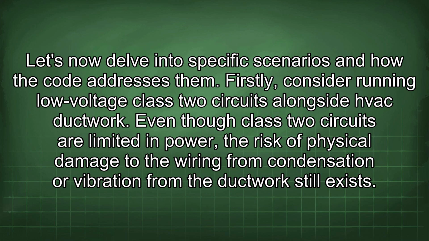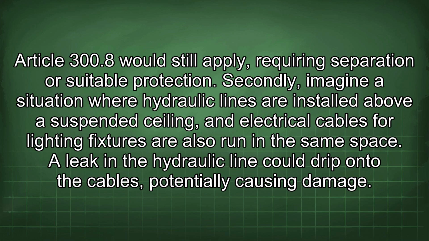Let's now delve into specific scenarios and how the code addresses them. Firstly, consider running low-voltage Class 2 circuits alongside HVAC ductwork. Even though Class 2 circuits are limited in power, the risk of physical damage to the wiring from condensation or vibration from the ductwork still exists. Article 300.8 would still apply, requiring separation or suitable protection.